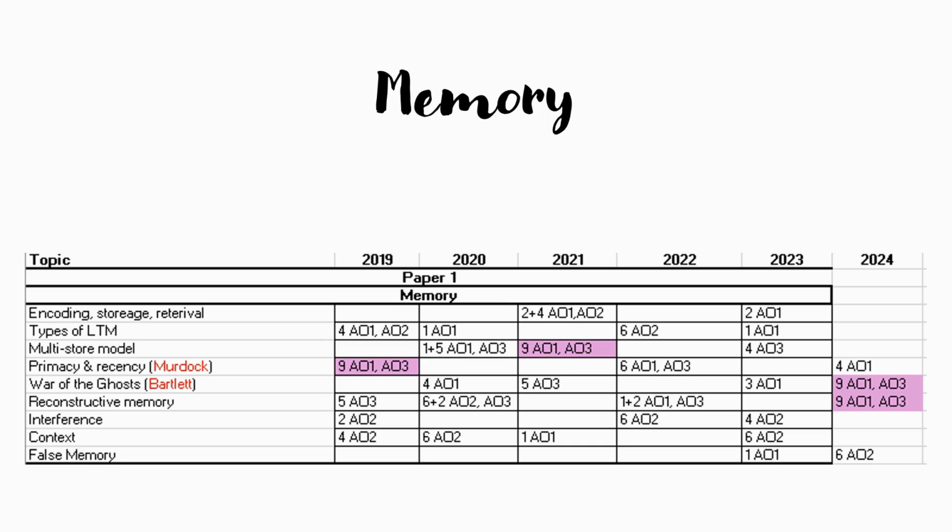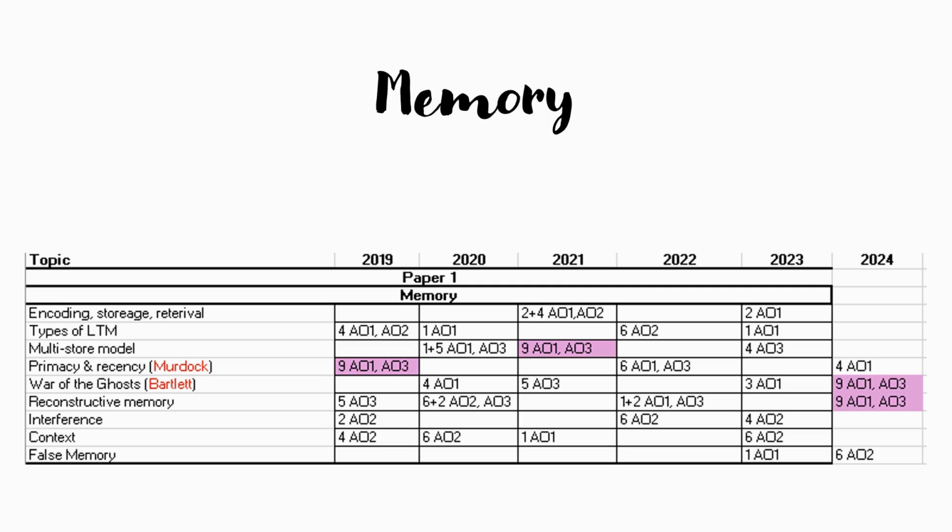So this is looking at the memory topic, and you can see there that in 2019, types of long-term memory came up. The 9-marker was Murdoch's study, one of the named studies. There was a 5-marker on reconstructive memory evaluation. There was a 2-marker AO2 application question on interference and a 4-marker on application as well on context. So that tells you what has come up there.